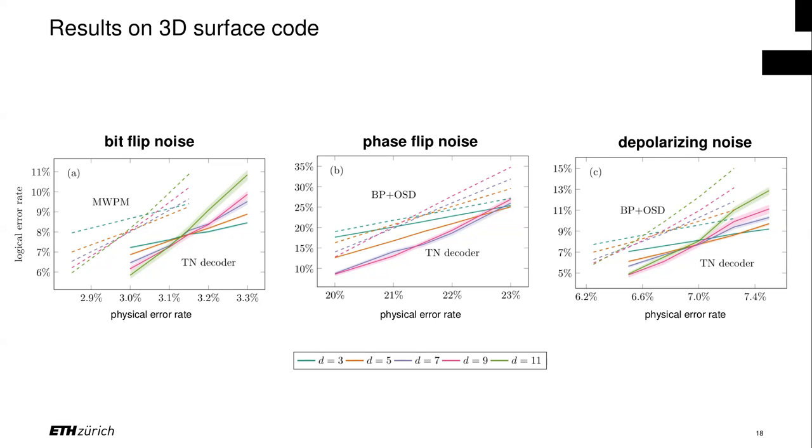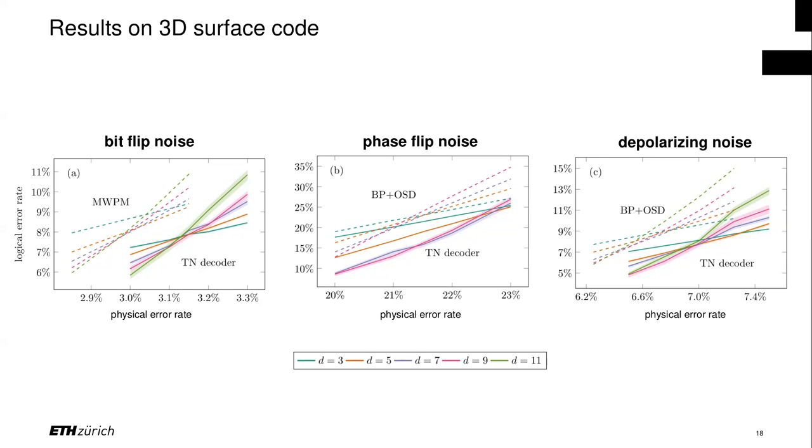So the optimal threshold is known to be around 3.3%. Our result seems to be somewhere between the min weights decoder and the optimal decoder. So we don't seem to replicate the same kind of success that you have in 2D. We don't get optimal thresholds, but we still get something that seems to beat the state of the art.